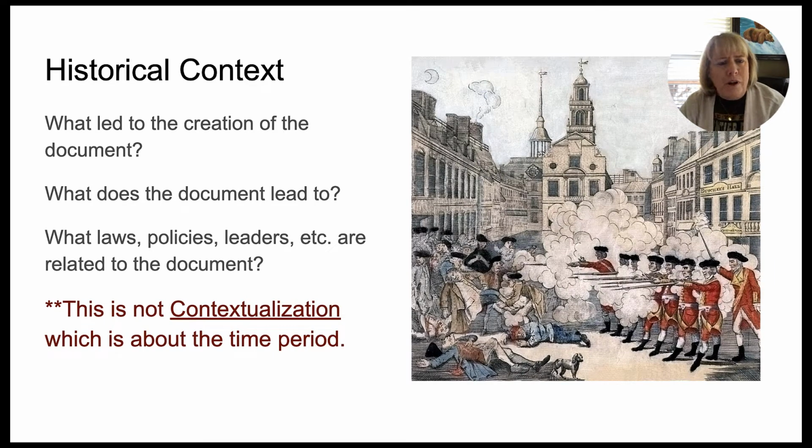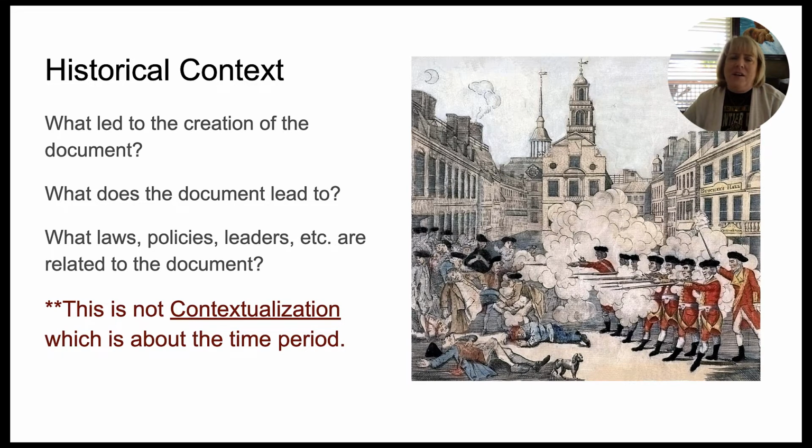The first one is historical context, the H in the HIPP. And what you have to ask yourself when you're looking at historical context is what led to the creation of this document? Why was it created? And what does it lead to? Are there laws, policies, people that the document was inspired by?